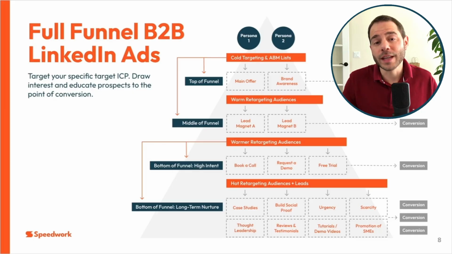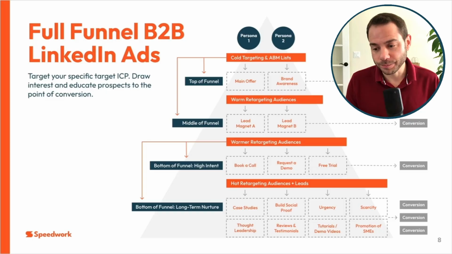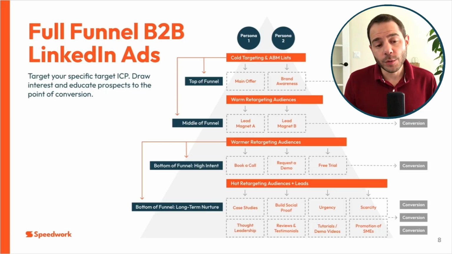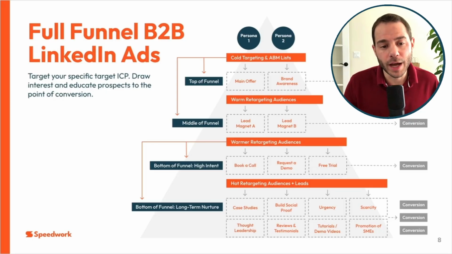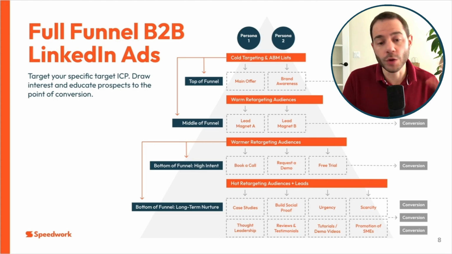Now, everyone knows about the standard marketing funnel, but for B2B, it's actually a pyramid. And I'll explain why as we get into this chart. Now, the first thing that we do as we approach these campaigns is we start by segmenting our personas. So you can see here at the top, we have persona 1 and persona 2. You might have even more personas than that, or you might just have one.